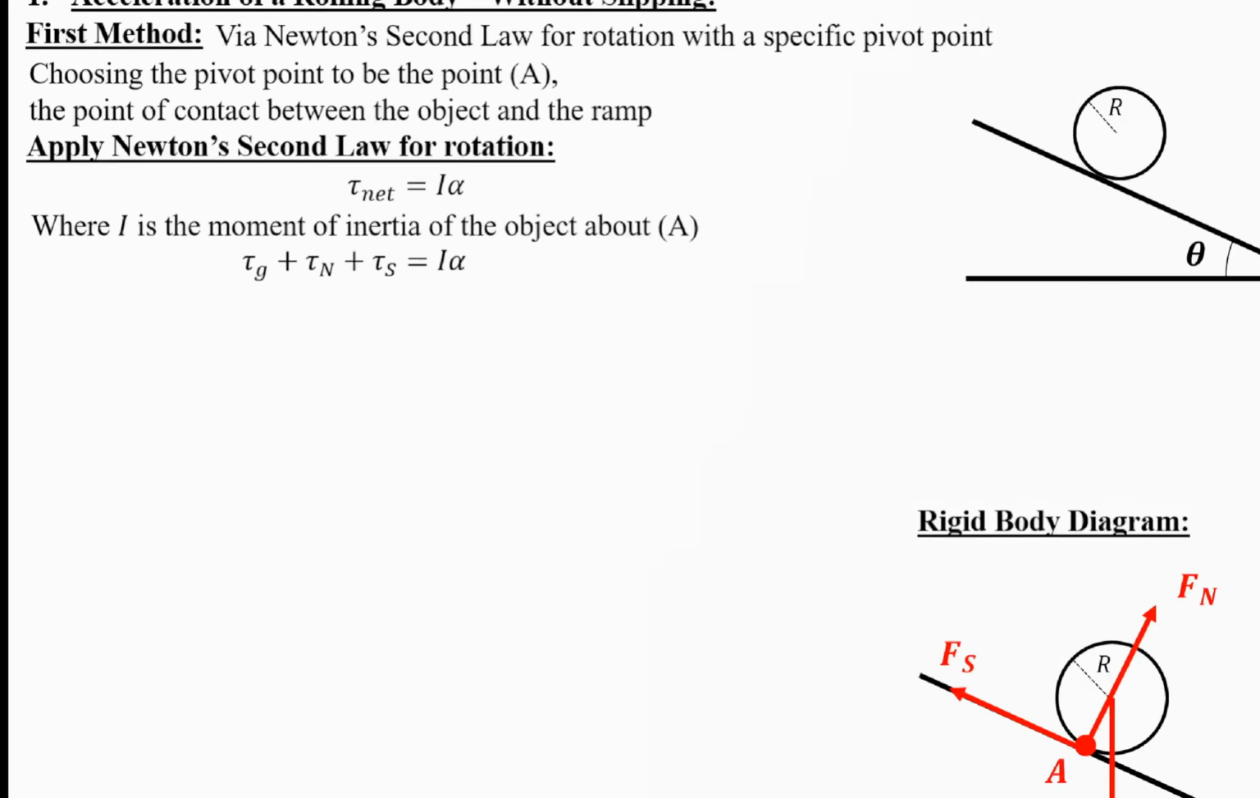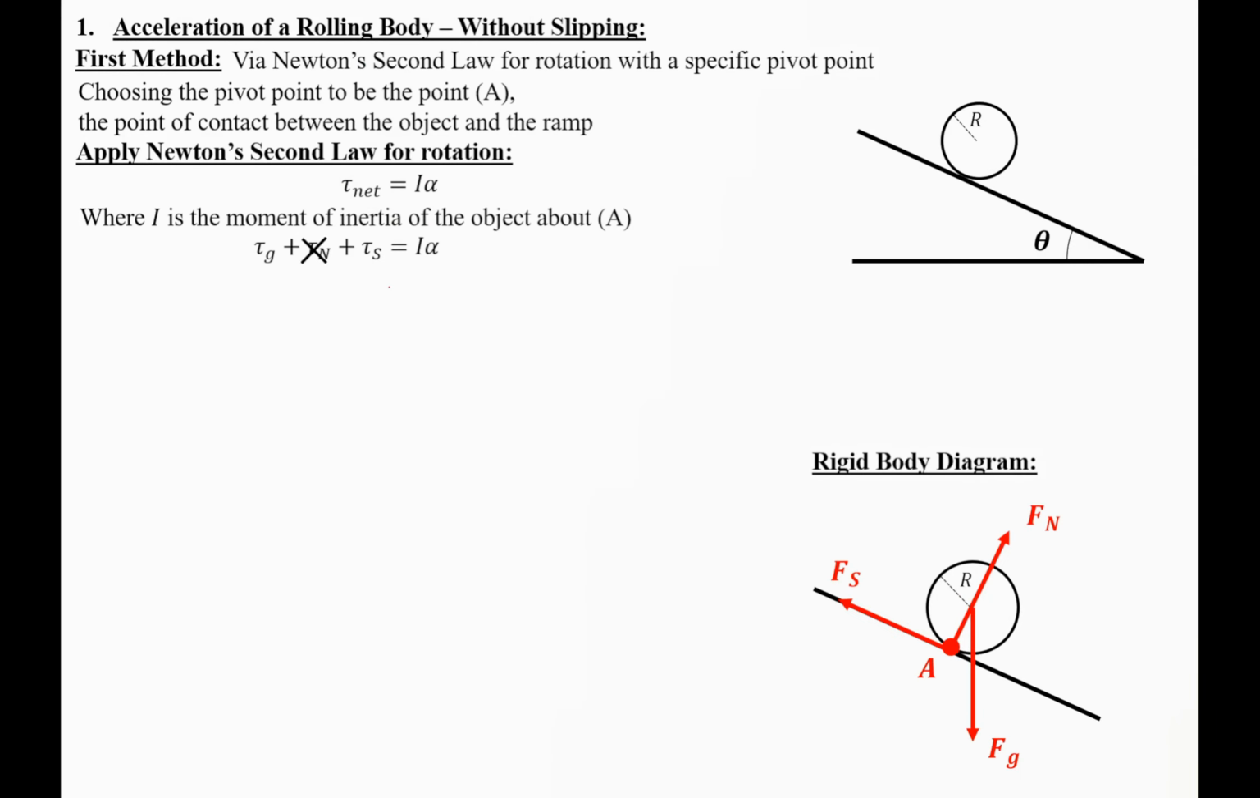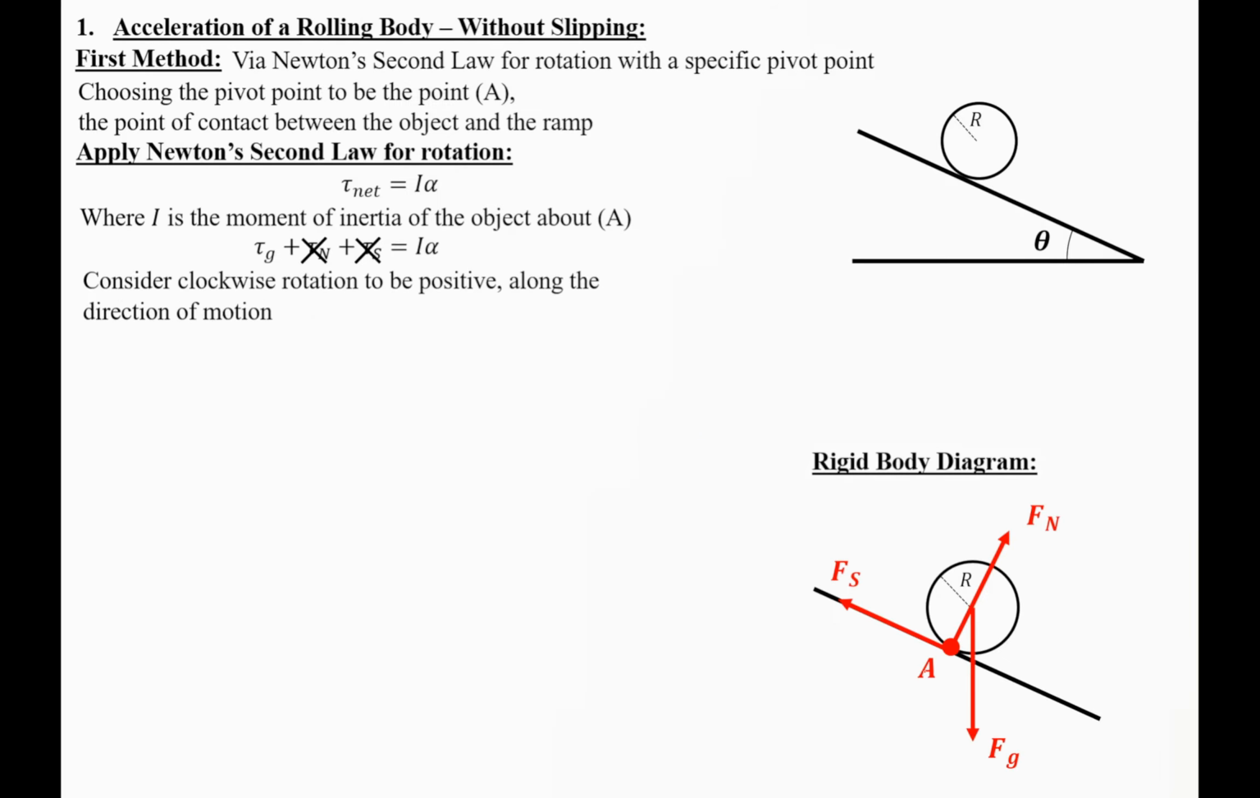Now, replacing torque net by the different forces that produce the torque, given by the pull of gravity, normal push, and static friction, here we can directly eliminate the normal push and the static friction, because we're working with the torque net about the pivot point A, and both static friction and the normal push don't produce any torque because they pass through the pivot point A. And we're left with the pull of gravity.